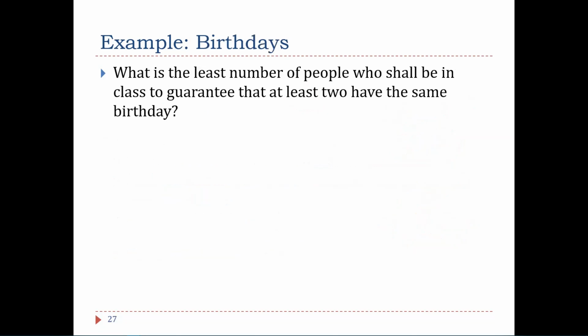Let's consider this example. What is the least number of people who shall be in class to guarantee that at least two have the same birthday? Okay, the same birthday.